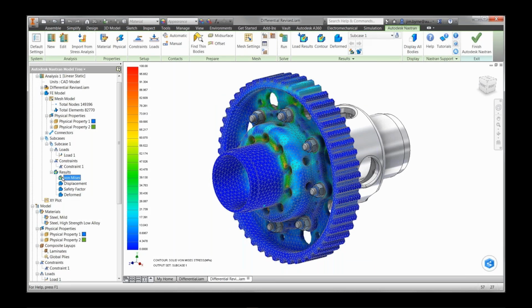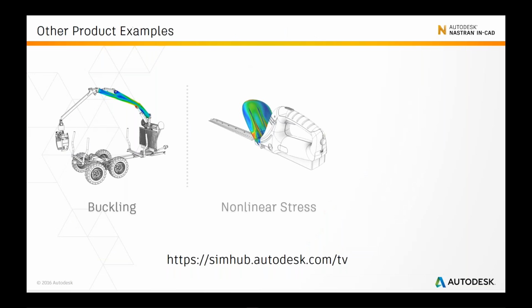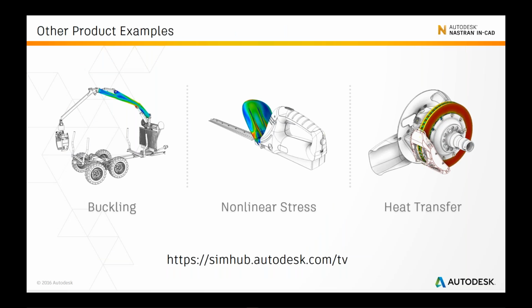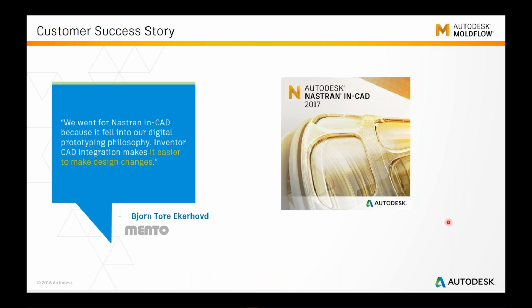There are many more examples of this type available on our website, simhub.autodesk.com. You can go and have a look at it. There's an example on buckling, an example on nonlinear stress, and an example on heat transfer as well. Before I talk about the licensing part of this, I want to share a quick quote from one of our customers.